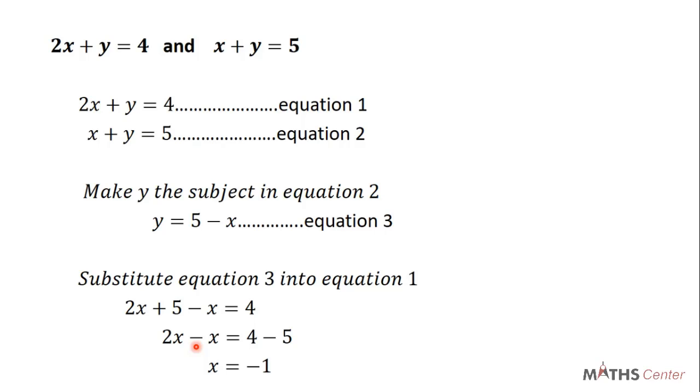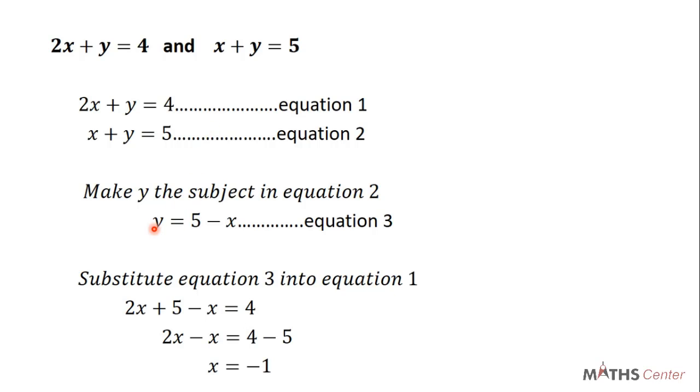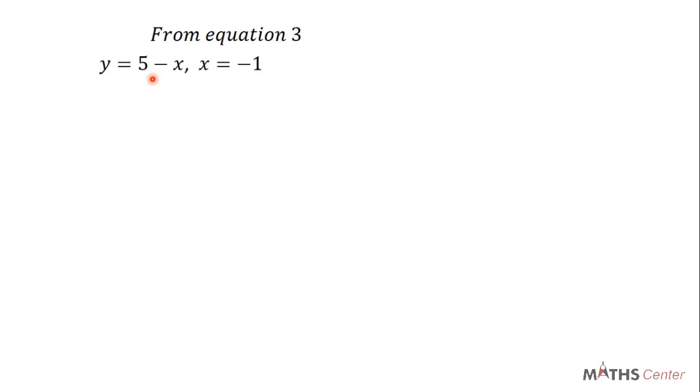The other part is to solve for y. In solving for y, we have formed a new equation called equation 3 where we have y as the subject. So we just substitute into it. Now remember we said that from equation 3, y is equal to 5 minus x. So we can see from here that y is equal to 5 minus x. But we have now found x to be minus 1. So what this means is that wherever you see x, you can replace it with minus 1.